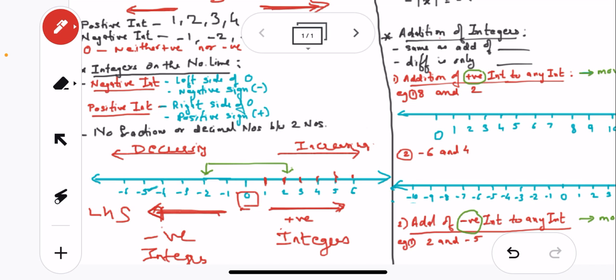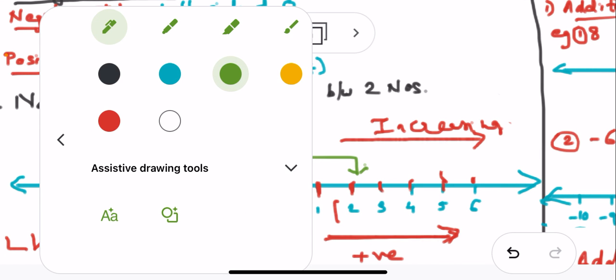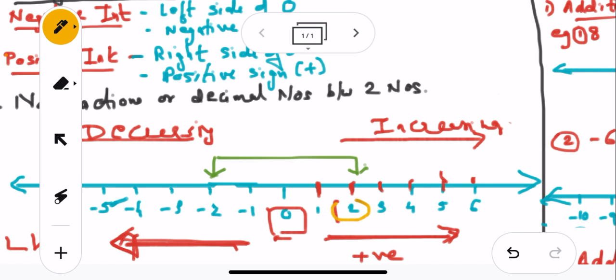Now if you see this 2 and this minus 2, they are opposite to each other. They are mirror images of each other, but the numbers are opposite. So these numbers are opposite.